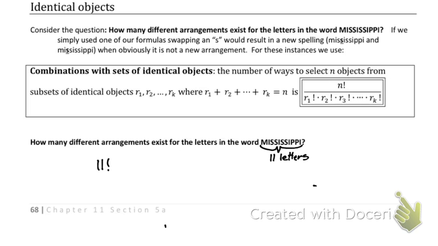Now we have to tackle all of the ones that are repeats. Like Mississippi isn't a new letter if I just switch around my S's. In order to do that, we're going to count our repeats.